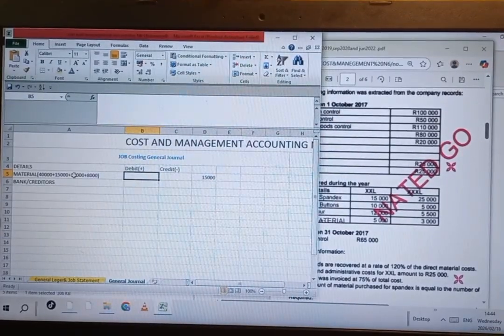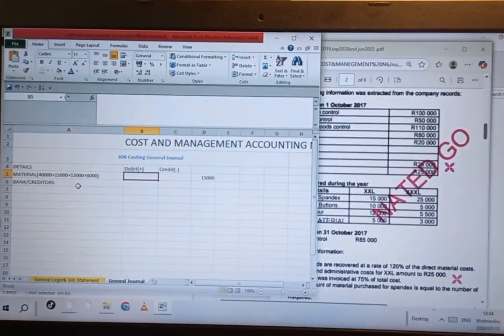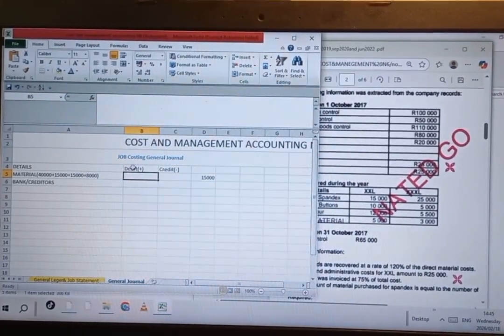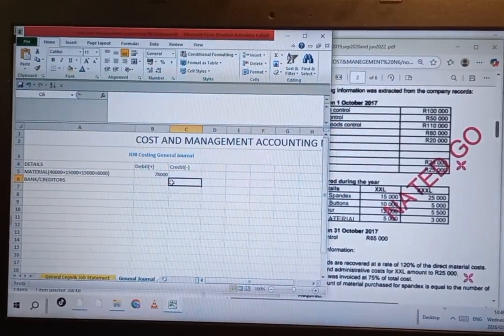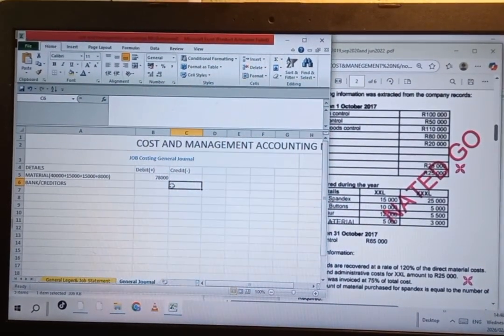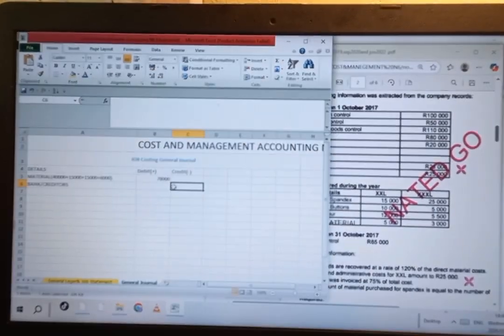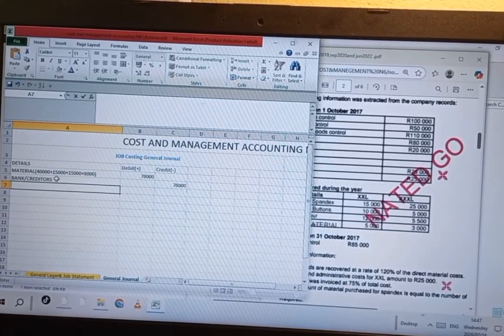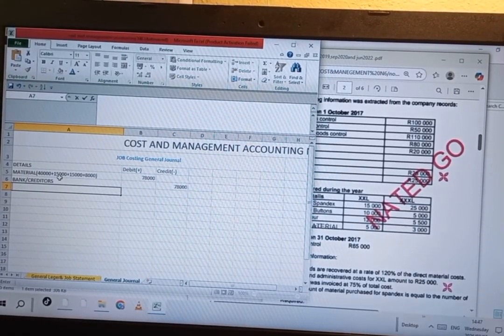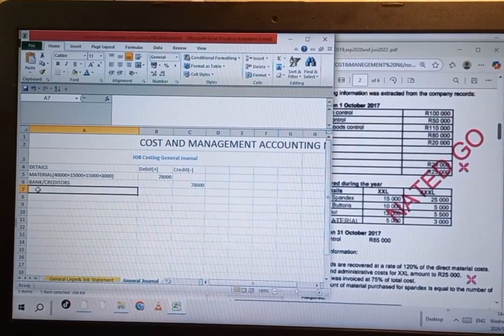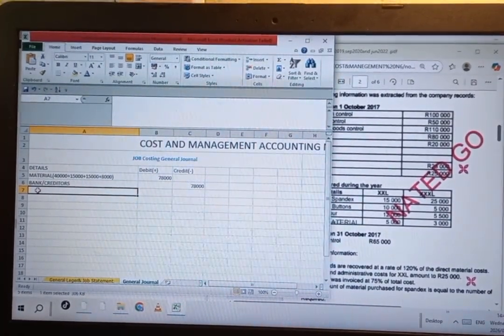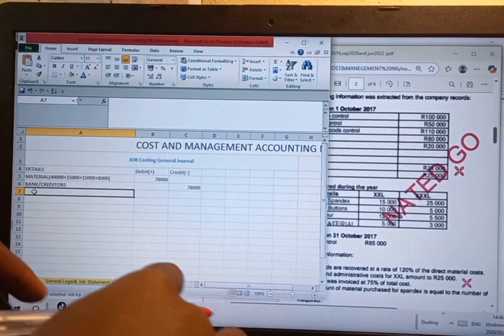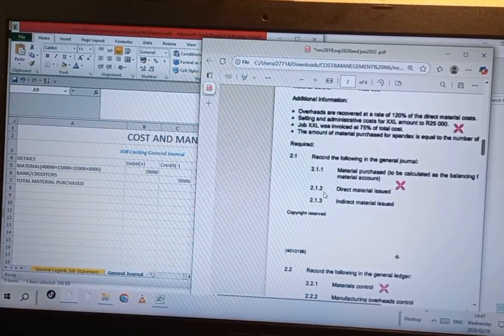This is how you need to write it in order for you to get marks also. You need to show your calculations, guys. You get your 78,000, meaning the total amount of material that was purchased during the month is 78,000. As an accountant, you need to show that you understand your work. Why did you debit your material and then credit your bank or creditors? It's because total material was purchased. That's your reason. That's our 2.1.